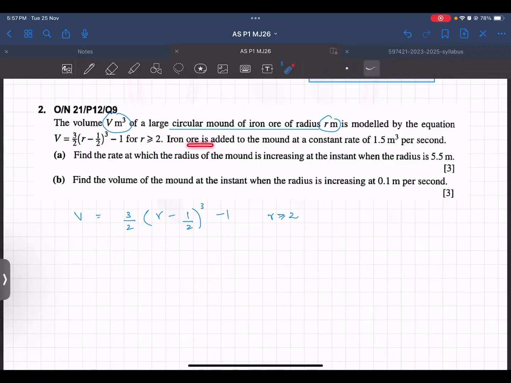Iron ore is added to the mound at a constant rate. Okay, so look, the volume is given to us, d volume upon dt is given to us, it is 1.5 meter cube per second. Find the rate at which the radius is increasing. They're asking you to find the rate at which radius is increasing when radius is 5.5. Now this is very similar to the last question.